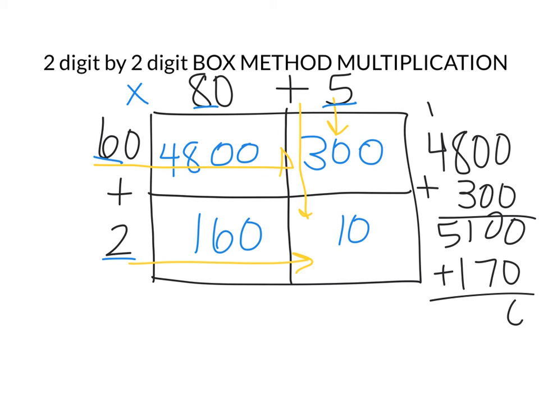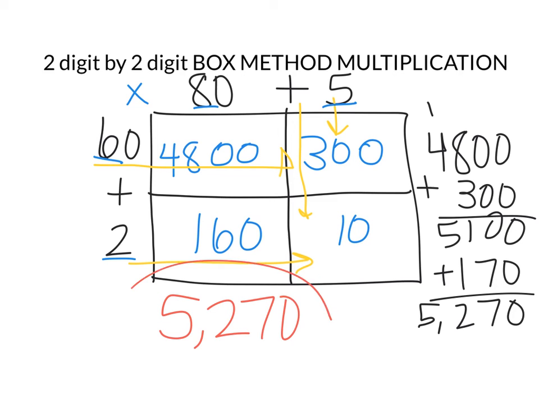0 plus 0 is 0. 7 tens plus 0 tens is 7 tens. 100 plus 100 is 200. 5,000 plus nothing, 5,000. So your final product is 5,270 for letter I.